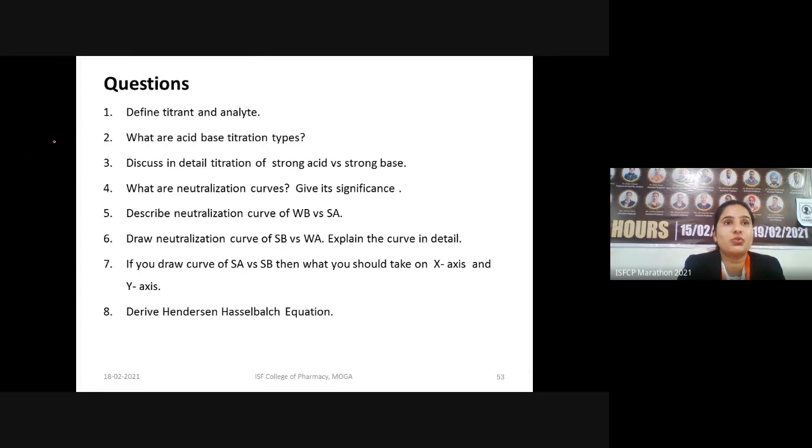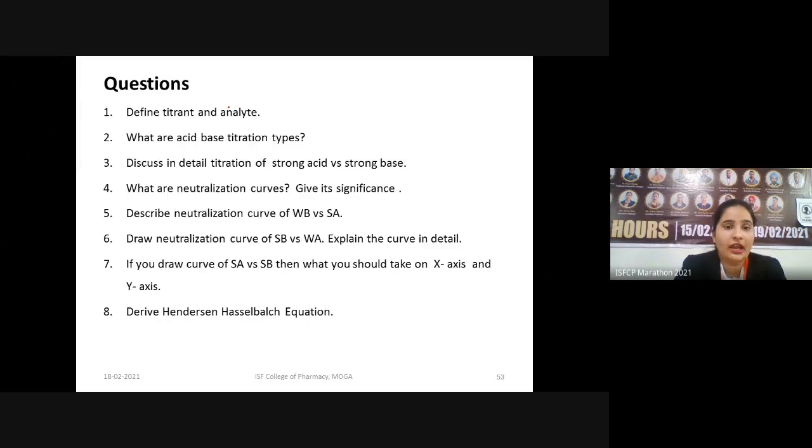And there are a few questions which we will be discussing. The first question is, define titrant and analyte. Analyte is the substance whose concentration is to be determined. So it is the unknown sample which is taken in the conical flask. And titrant is the substance which we take in the burette whose concentration is known to us, and it behaves as a standard solution.